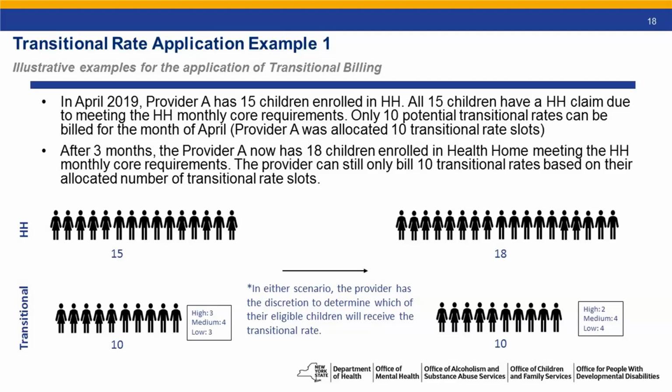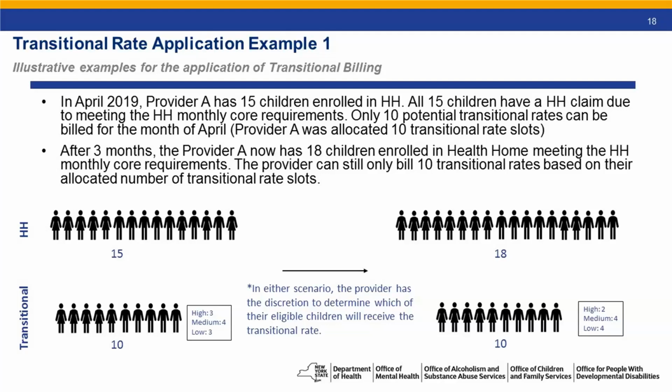And after 3 months, provider A now has 18 children enrolled in health home, meeting the health home monthly core requirements, but the provider can still only bill 10 transitional rates based on their allocated number of transitions. So example 1, where there were 15 children, you'll see my 15 people, my 15 children on the left-hand side, and you'll see health home on the far left. Those are my 15 children, but because I received a letter that said I could only bill 10 of them, I have 10 transitions.